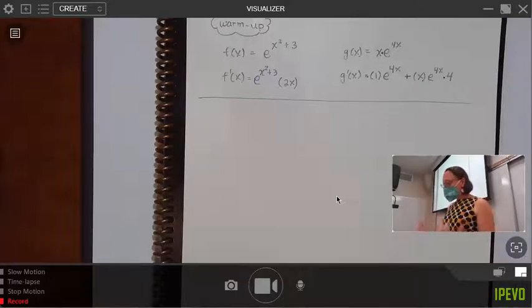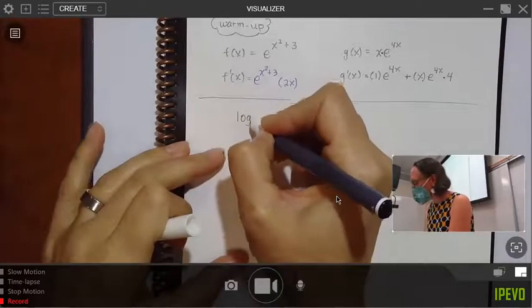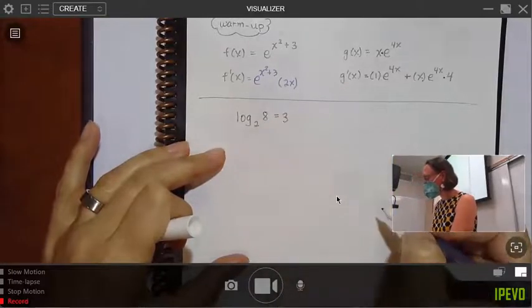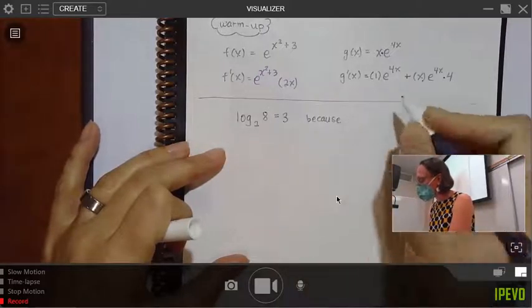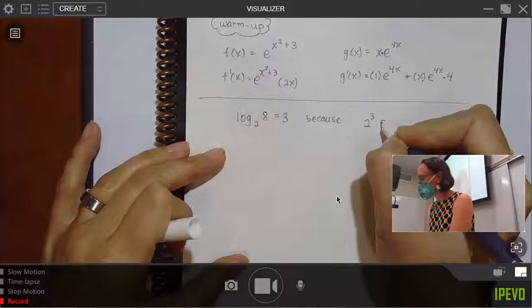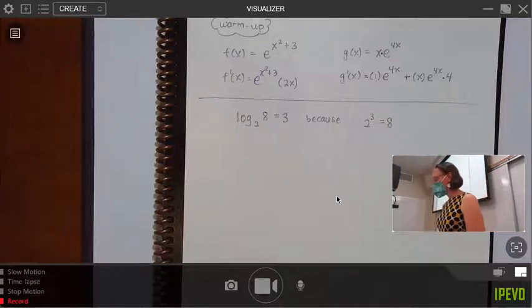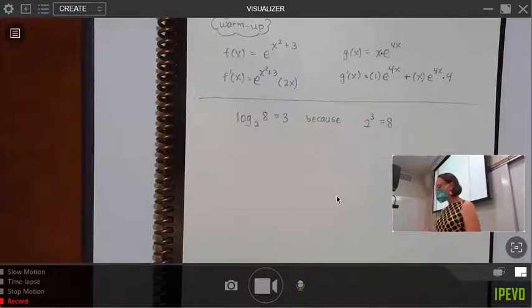So really, logs and exponents are just two different versions of writing the same thing. So if I wrote something like log base 2 of 8 is equal to 3, that notation is because 2 raised to the 3rd power is equal to 8. So these are just two different ways to write the same statement. This one's our logarithmic form. This one's our exponential form.